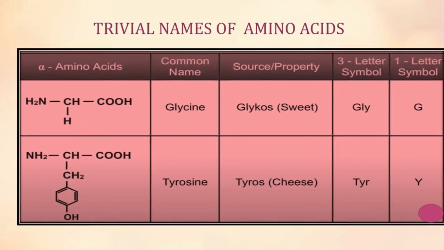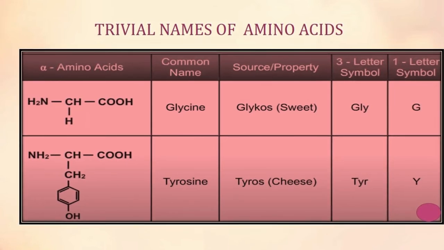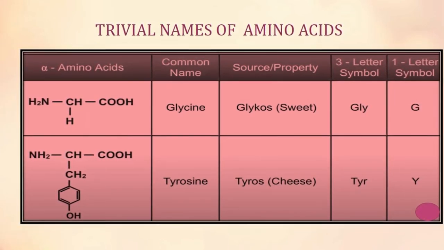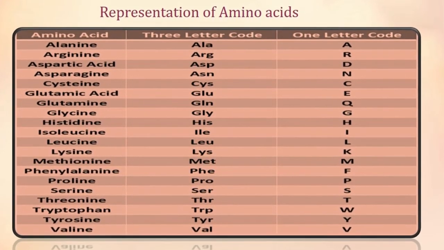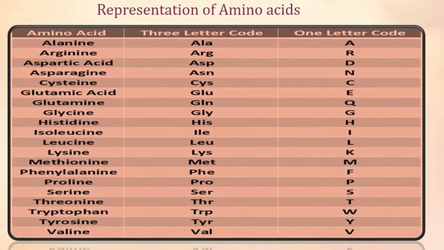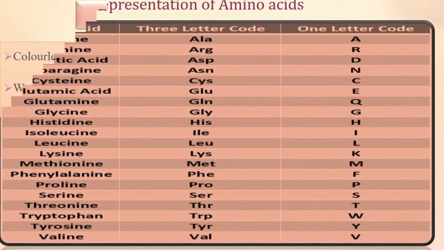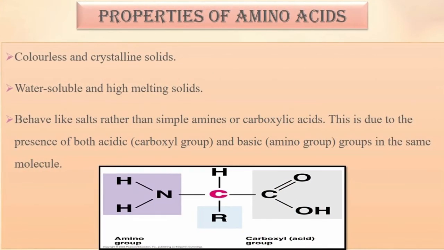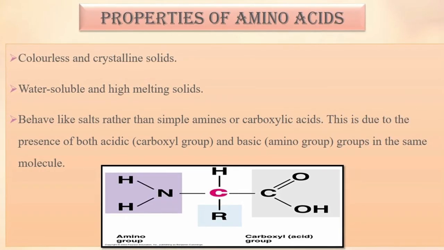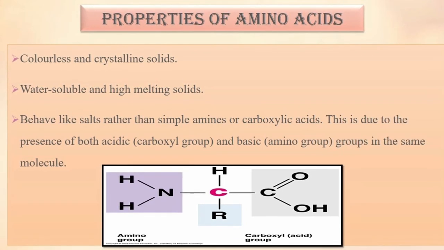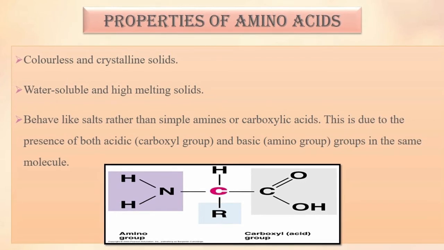So amino acids are generally represented by a three-letter symbol, sometimes a one-letter symbol. There are 20 common amino acids available. Their three-letter symbol and one-letter symbol are given in the tabular column. Now, let's look at the properties of amino acids. Amino acids are colorless and crystalline solids. They are soluble in water and they have a high melting point.